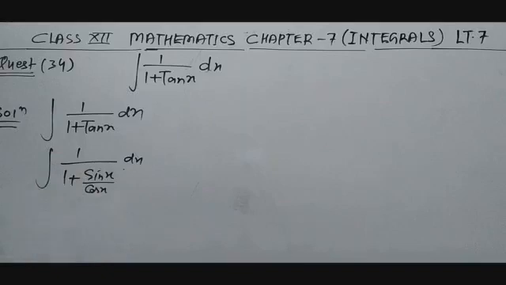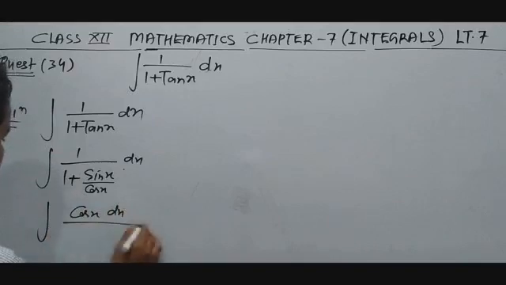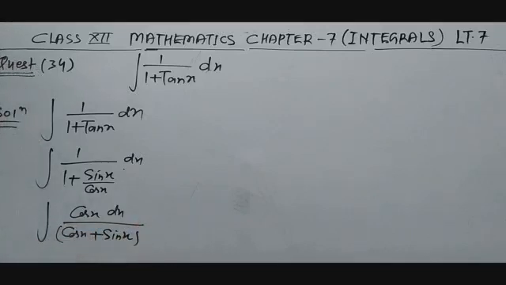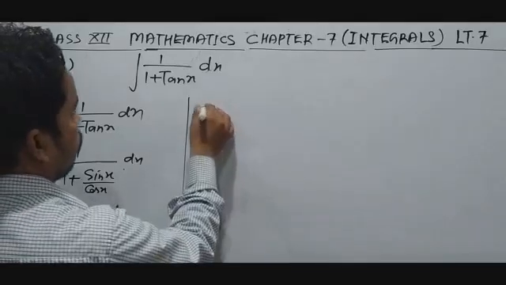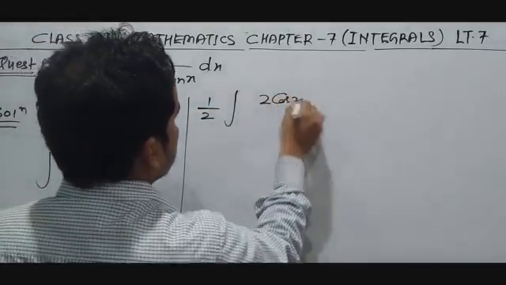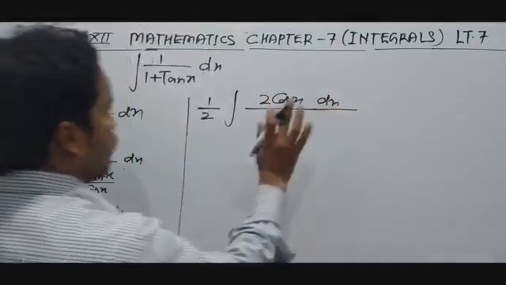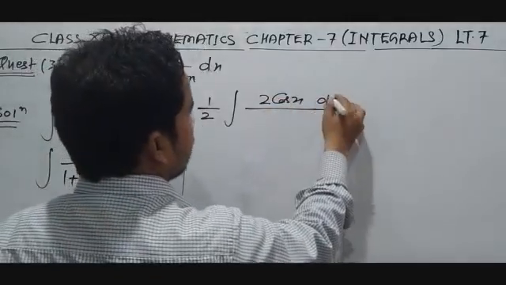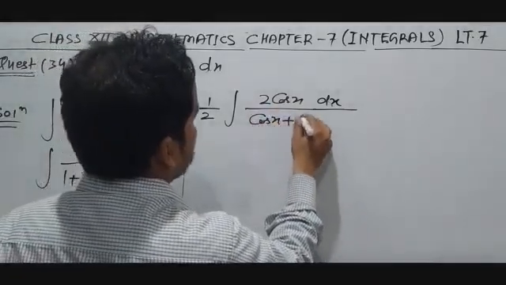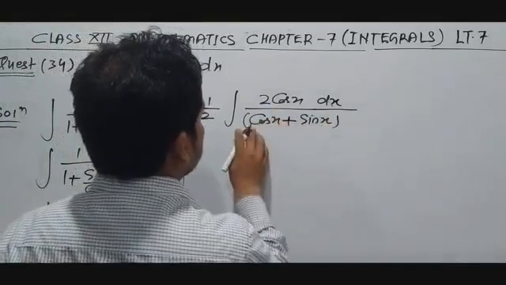Now after taking the LCM you will get the result cos x dx whole upon (cos x plus sin x). And now you have to rationalize this part. So what will be the result? Suppose 1 by 2 times the integral of 2 times cos x whole upon (cos x plus sin x), the same process which I applied in the previous question.